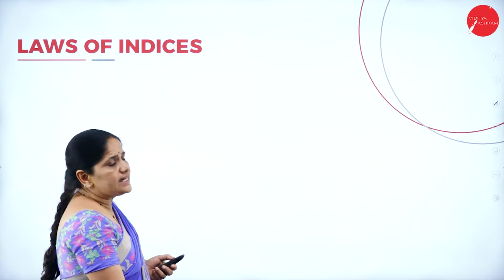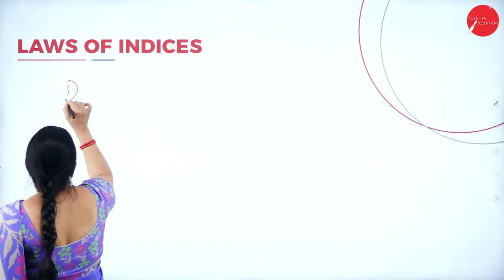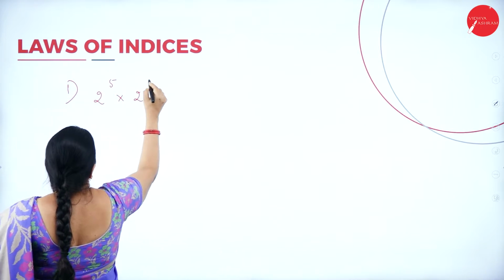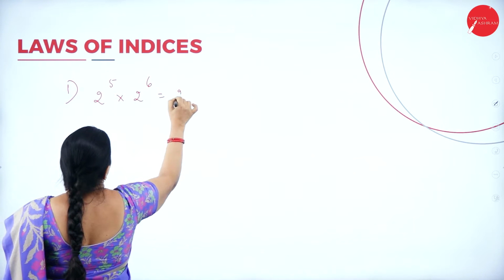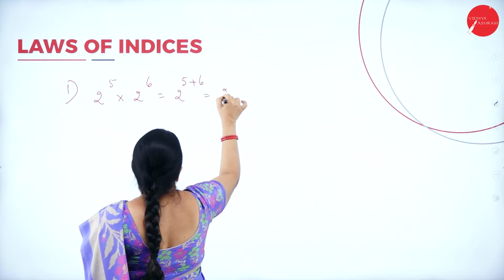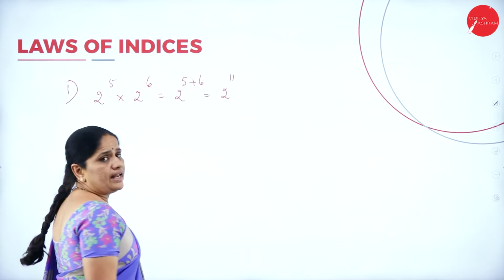Now, again, let us see here. I'll give you one more example. 2 to the power of 5 into 2 to the power of 6. So, what does it come up to? 2 to the power of 5 plus 6, that is 2 to the power of 11.